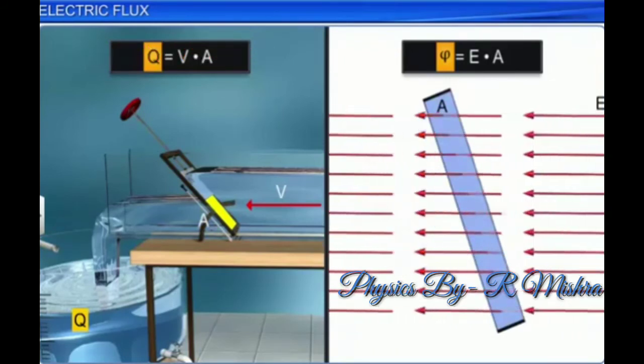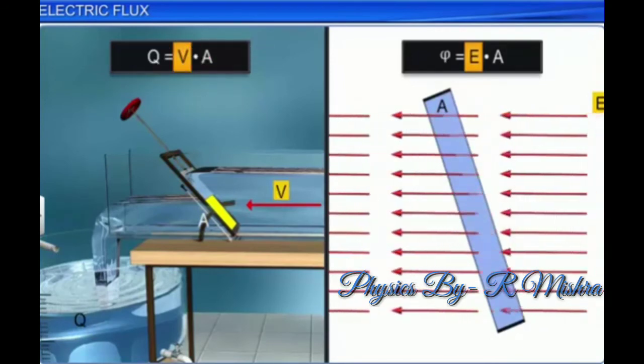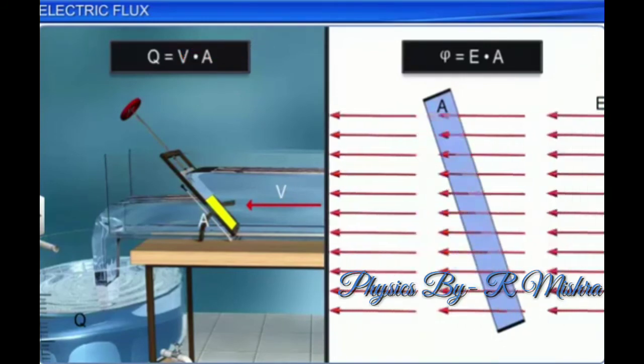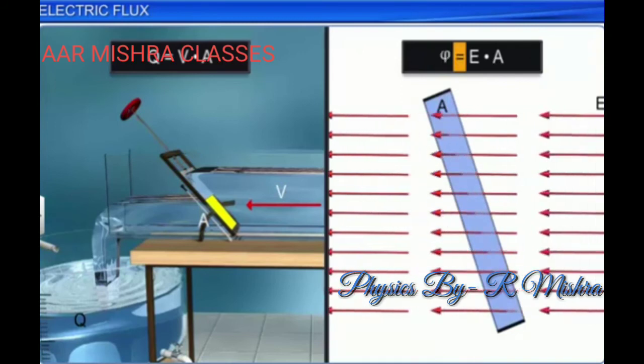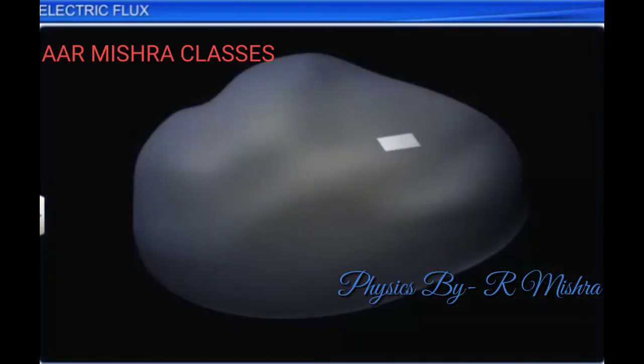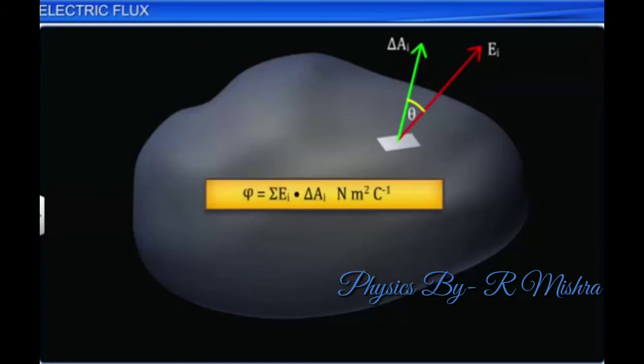Uniform electric field E is analogous to the velocity of water v. Mathematically, we can write the equation as phi is equal to the dot product of E and A. We can now extend this equation to curved surfaces with electric field of different magnitudes and directions at different parts of a given surface. The SI unit for electric flux is Newton meter square per coulomb.